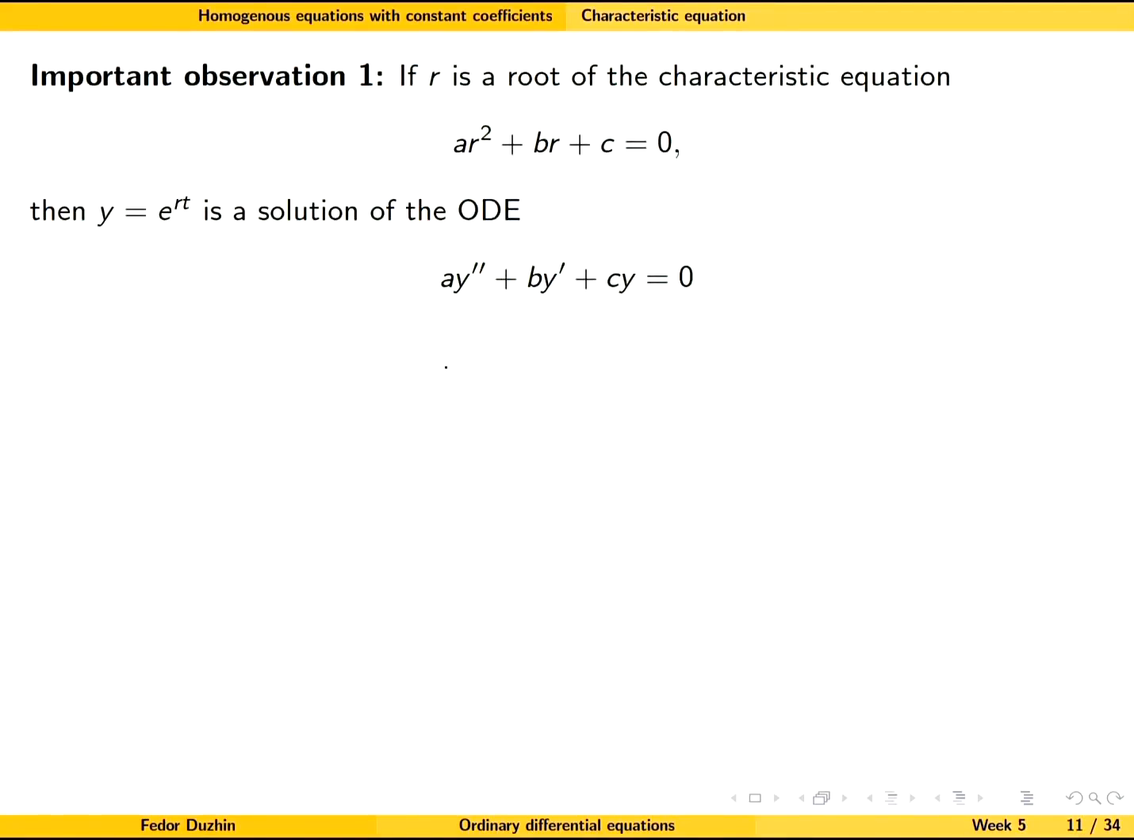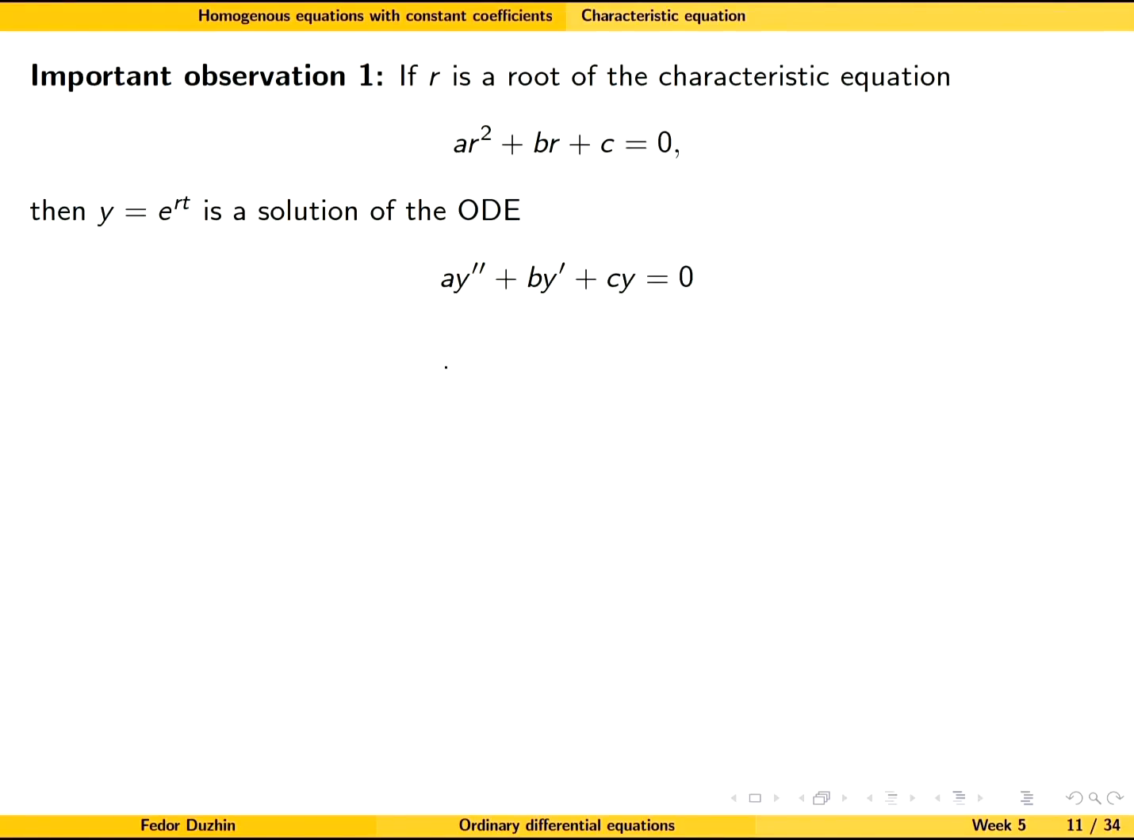So this example that I went through can be easily generalized. What we have observed is that if r is a root of the characteristic equation, then the corresponding exponential function is a solution of the ordinary differential equation. All right, let me go through this one more time, because it is important.